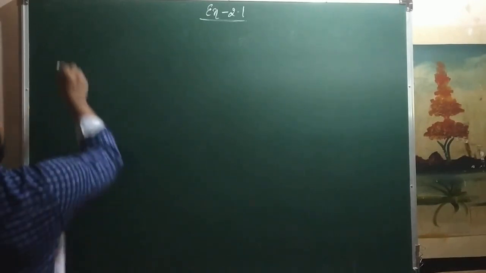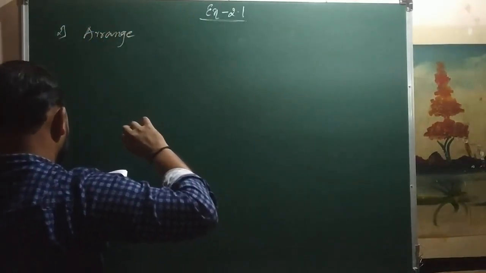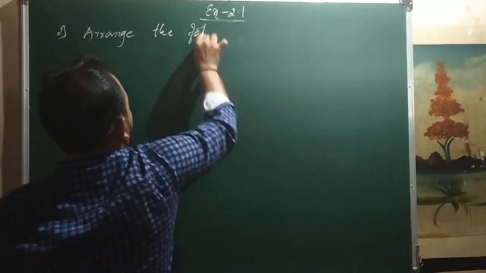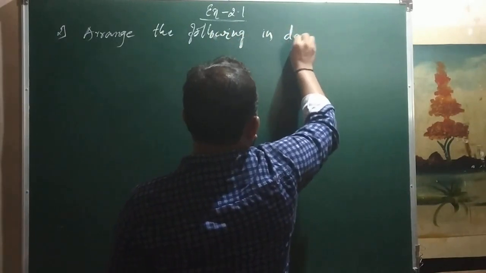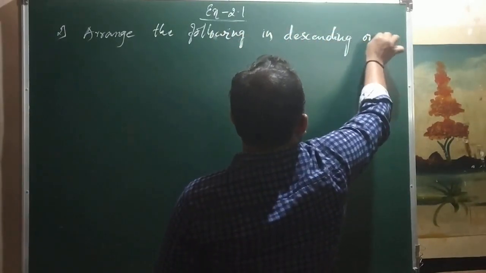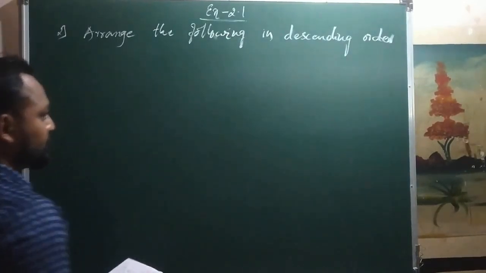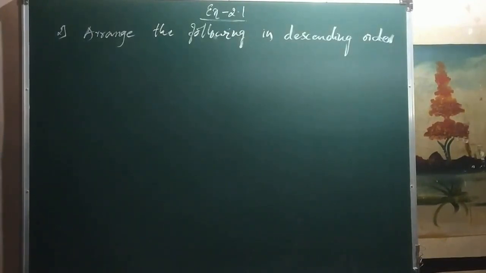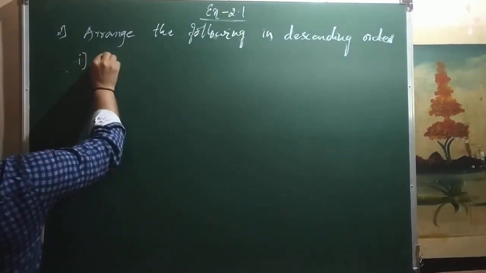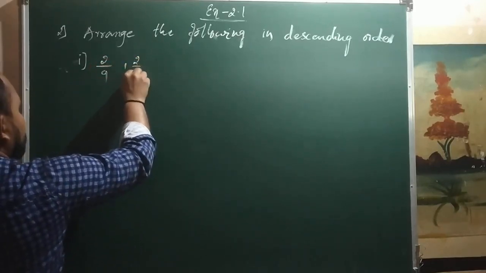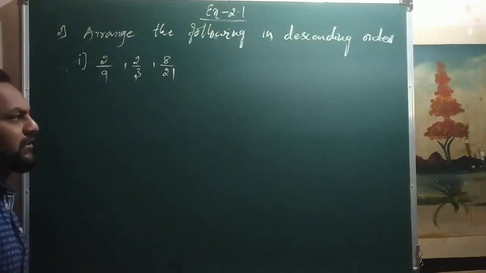The next one, second question in that exercise: arrange the following in descending order. Descending order means bigger to smaller. The fractions are 2 by 9, 2 by 3, and 8 by 21. Which is greater, which is smaller?